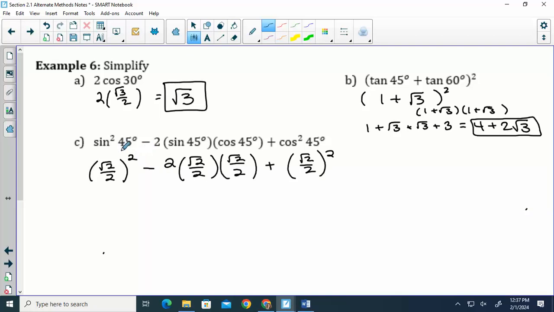Alright, so if I square this, I get 2 over 4, minus, can cancel one of those 2's. The square root of 2 times the square root of 2 would be 2. Divided by 2 is 1. This one, when I square it, we also get 1/2. So 1/2 minus 1 plus 1/2.